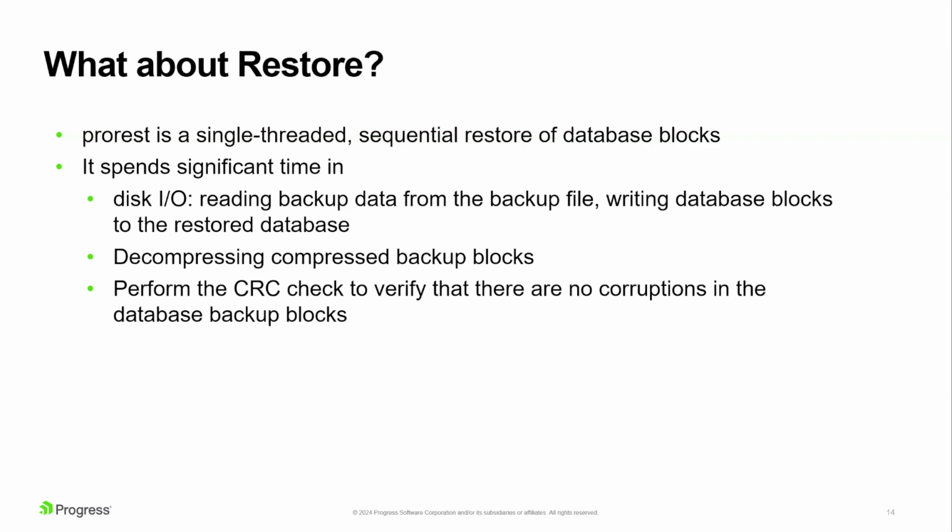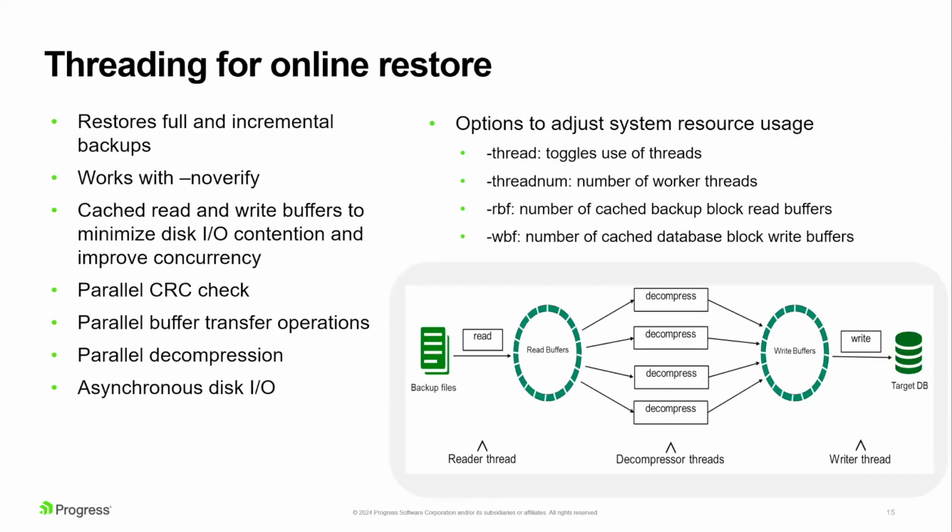So likewise, we did incorporate threading into online restore. This threading can restore full and incremental backups. It will cache the read and write buffers, so that's the front end and the back end of the operation, to minimize disk I/O contention and improve concurrency. In parallel, it can do the CRC checks, it can do the buffer transfer operations, it can do the decompression, and we also manage the asynchronous disk I/O.